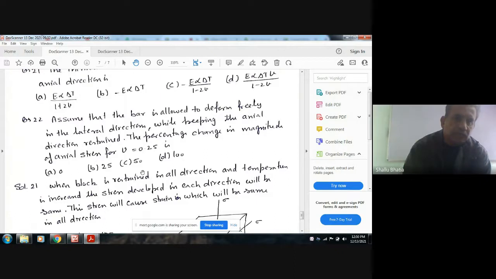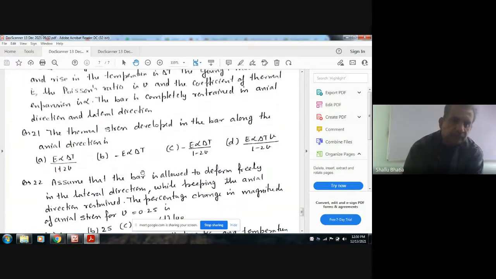Assume that the bar is allowed to deform freely in the lateral direction while keeping the axial direction restrained. The percentage change in magnitude of axial stress for mu equal to 0.25 is: option A 0, option B 25, option C 50, option D 100.